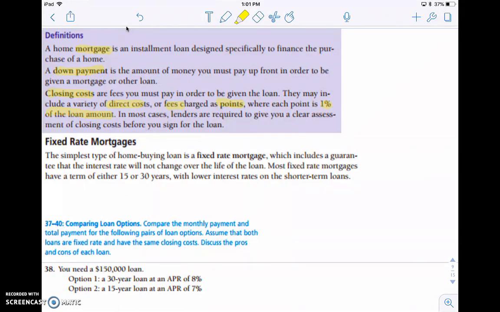In most cases, lenders are required to give you a clear assessment of closing costs before you sign the loan. They're supposed to give you a good estimate of what those closing costs will be, because they're almost always in the thousands of dollars, because there's so much paperwork and so much that has to be cleared. So again, if this mortgage has 4 points towards closing, then that's 4% of the loan amount that you have to pay in fees.